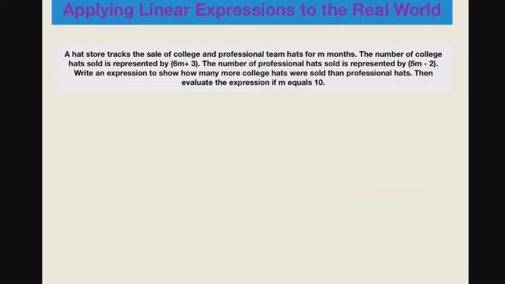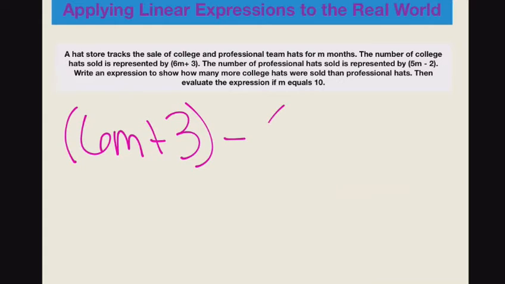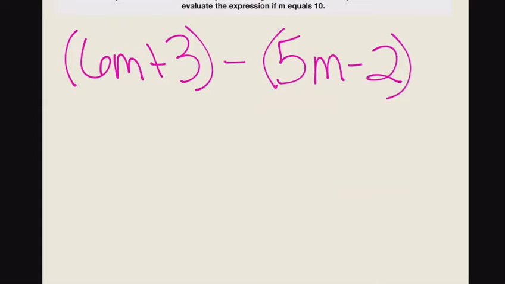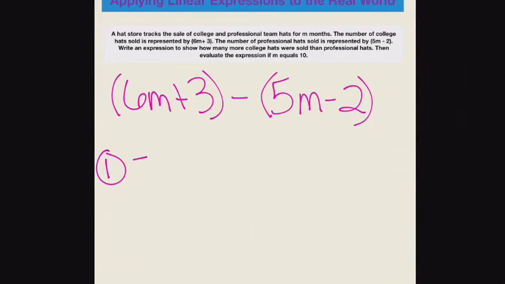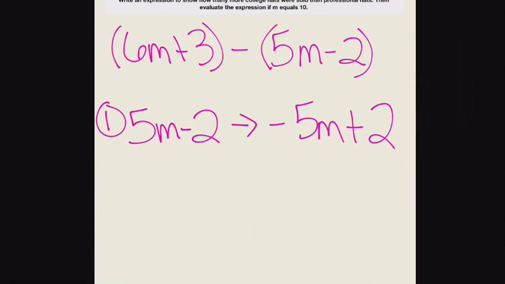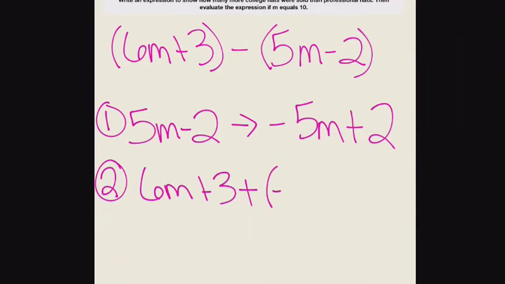Okay, so let's start by writing our expression. We're finding the difference, so we want to subtract. So we're going to do 6m plus 3 minus 5m minus 2. Remember, step 1 is to find the additive inverse of our second expression. So 5m minus 2 becomes negative 5m plus 2. Okay? So then rewrite your expression without your parentheses using that additive inverse. So 6m plus 3 plus negative 5m plus 2.